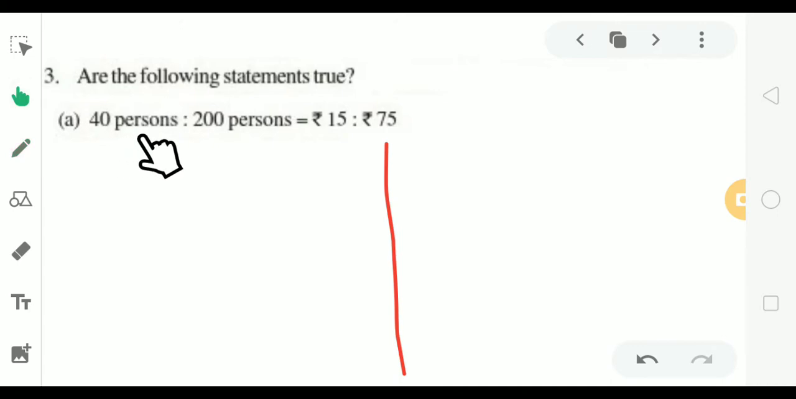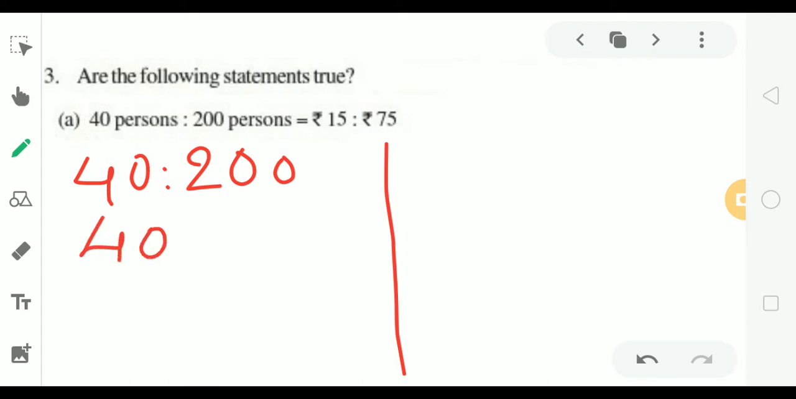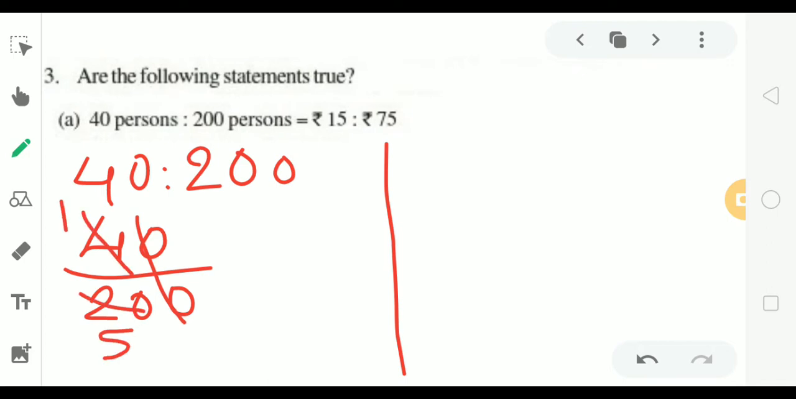Here the proportion is 40% is to 200% is equal to 15 rupees is to 75 rupees. We will take the first ratio, 40% is to 200%, that is 40 is to 200. We write it as the fraction 40 over 200. The last two zeros we cut. 4 table, 4 one time, 25 times. So we get 1 upon 5, which is 1 is to 5.